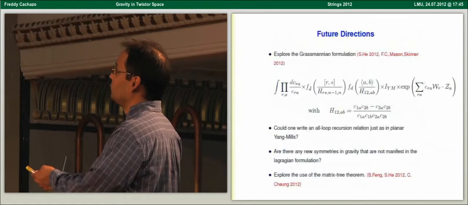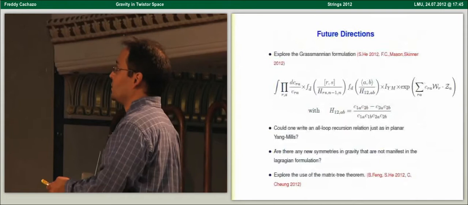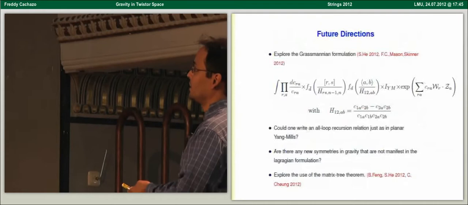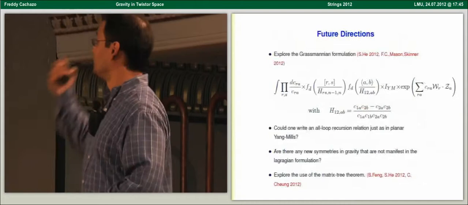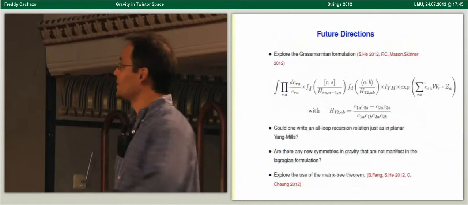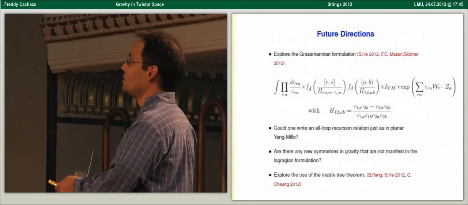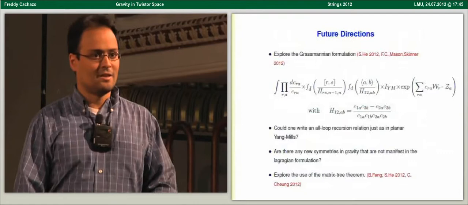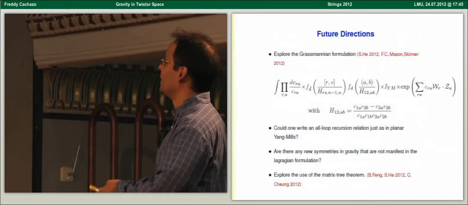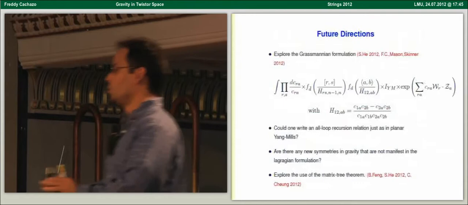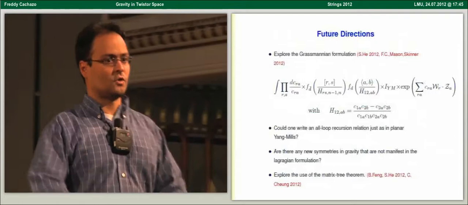Next is, could one write an all-loop recursion relation, just as we did for planar Yang-Mills? That's an interesting question. Are there any new symmetries in gravity that are not manifest in the Lagrangian formulation, that will be manifest in this formulation? Well, if they were manifest, we have already found them, but maybe slightly more manifest than in the Lagrangian formulation. And finally, explore the use of something called the matrix tree theorem that you learn when you take combinatorics 101. But since I didn't take it, I had to wait until some people showed it. This is something that relates these pseudo-determinants to the sum over spanning trees of some connected graphs. And those connections also seem to be very promising.